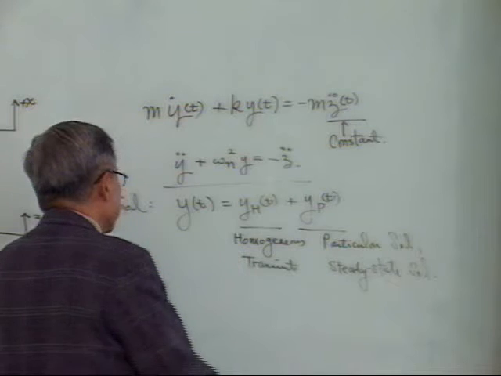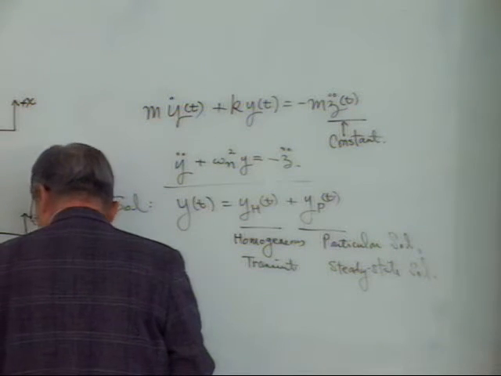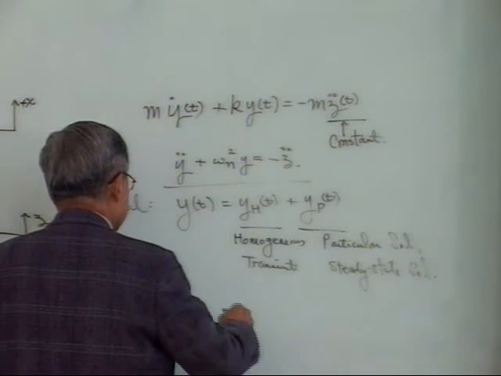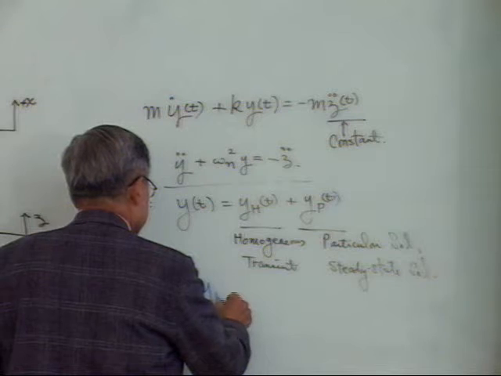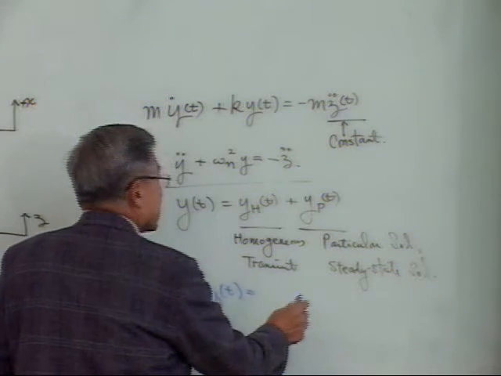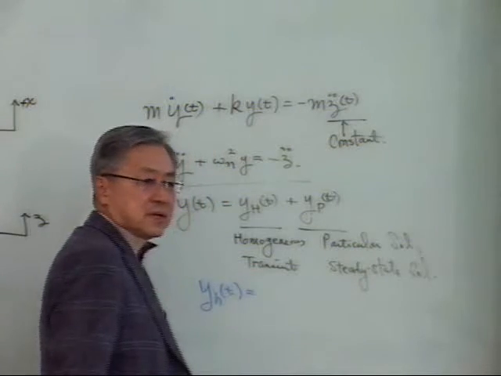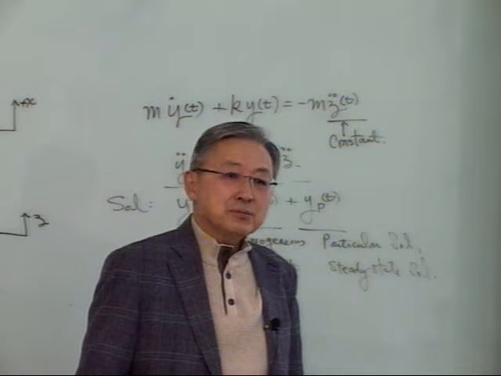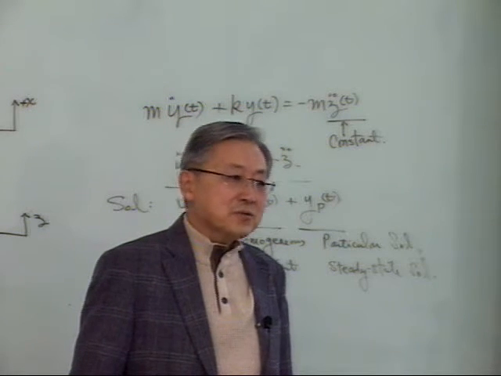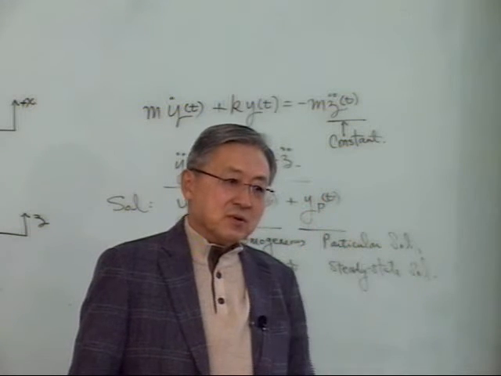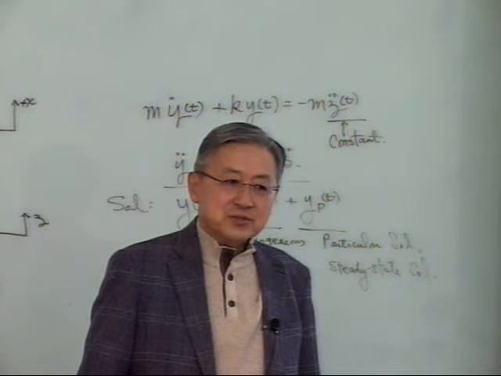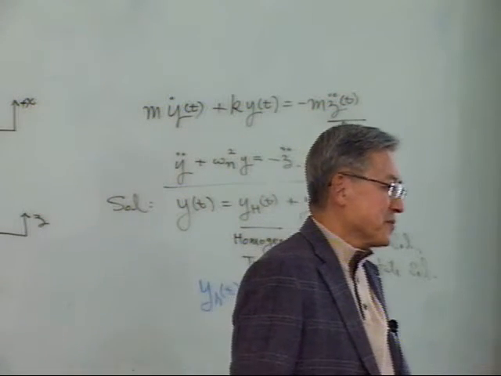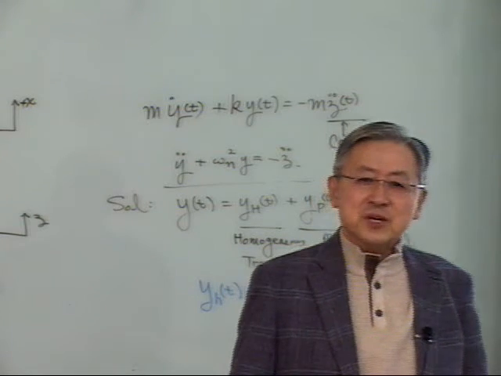So now the homogeneous solution y_h(t) is equal to A sine omega_n t plus B cosine omega_n t. How many constants do you have? Unknown constants, A and B, that's unknown. How do you get that? Strategy to solve. By what condition? Initial condition. What does it mean, initial condition? What was the initial condition for the ship shock problem?